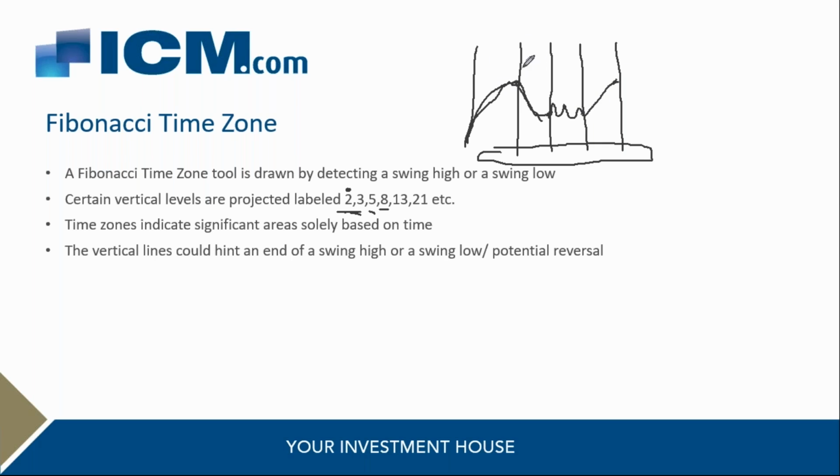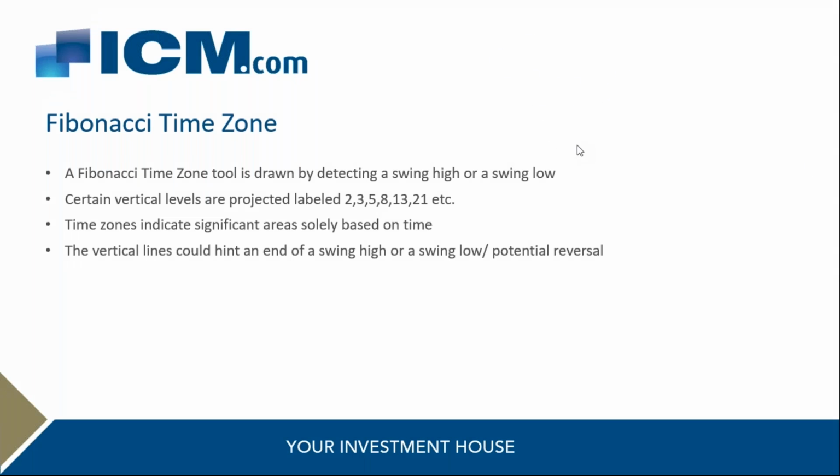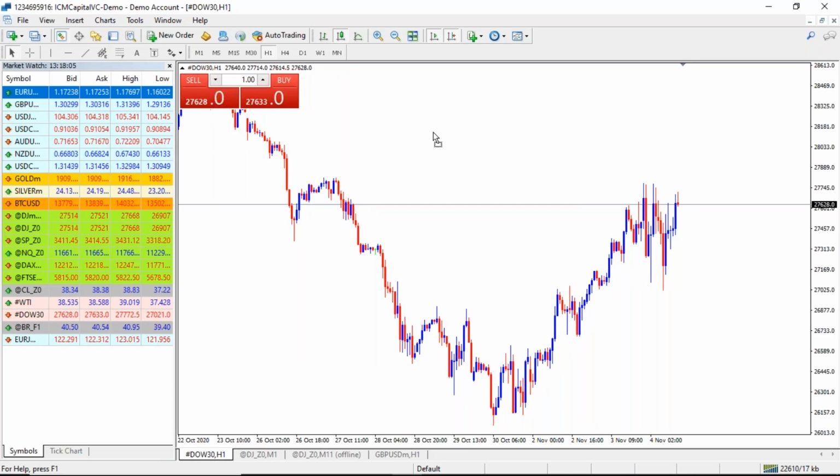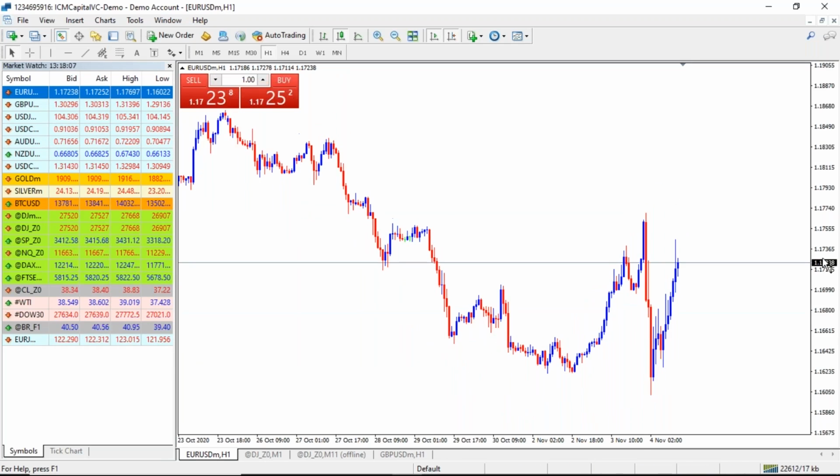So I'd be using the intervals drawn by the Fibonacci time zone in order to check how the market is trading, uptrend, downtrend, or sideways. This is how traders usually rely on the Fibonacci time zone. Now I'm going to demonstrate what I talked about on the MetaTrader 4 platform. This is the MT4 platform.